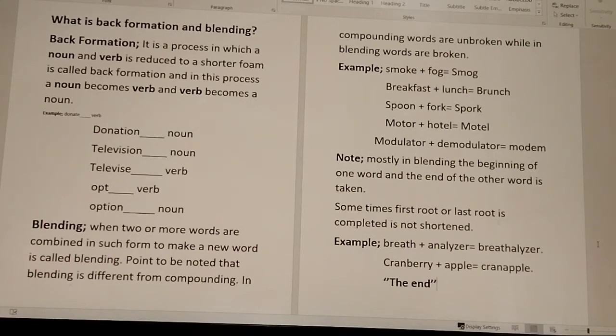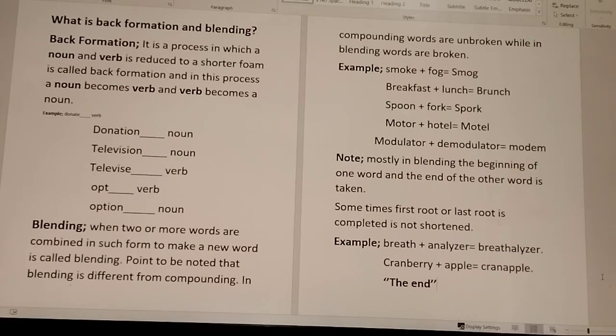And the fourth example, motor plus hotel, it became motel. And the fifth example, modulator plus demodulator is equal to modem. But here is a special note: mostly in blending, the beginning of one word and the end of the other word is taken.